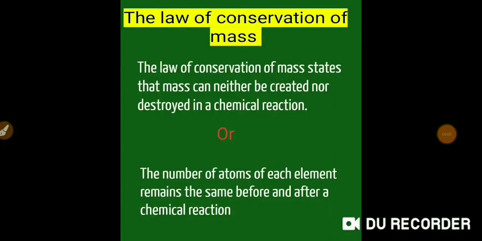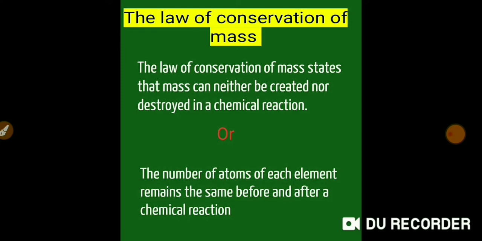Students, you studied in class 9th the law of conservation of mass. Try to recall the definition. That is, mass can neither be created nor destroyed in a chemical reaction. It means the total mass of the elements present in the products of the chemical reaction has to be equal to the mass of the elements present in the reactants.